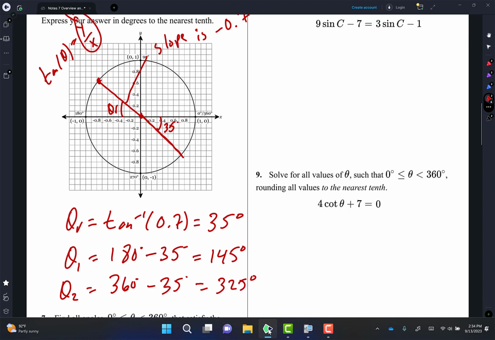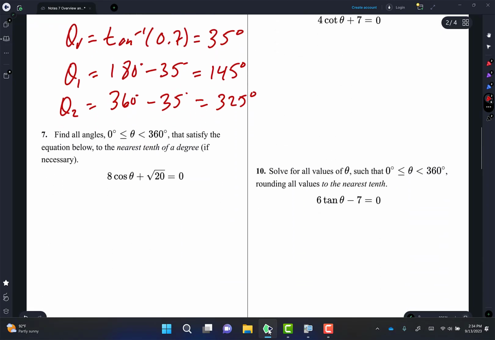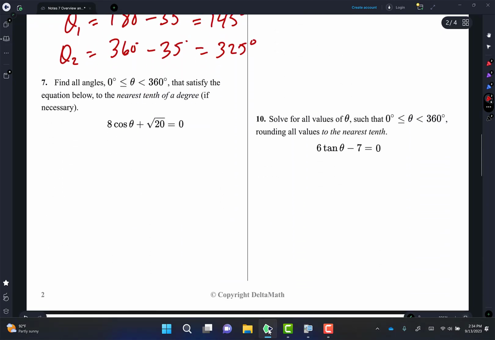Let me know if I make mistakes, because I make them all the time. Are we okay? Nothing crazy, right? Pretty basic? Nothing crazy? Okay. All right, here we go. Don't worry, we're just going to do the easy ones.